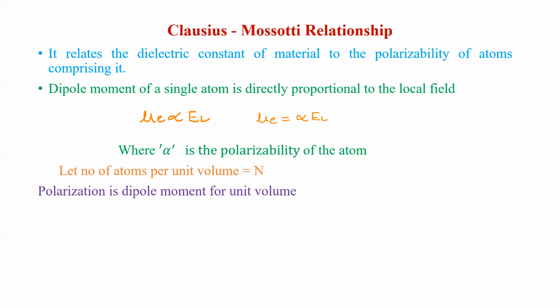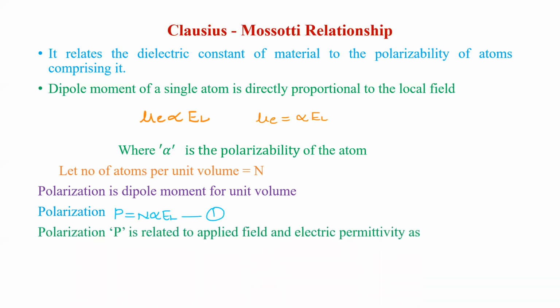Now let's say that the number of atoms per unit volume in the material is n. The polarizability of the atom is different from polarization. The polarization is the dipole moment per unit volume. We know the dipole moment for a single atom is alpha times El. So polarization will be n times alpha El, because it is the dipole moment per unit volume. So this is the first equation: P is equal to n alpha times El.